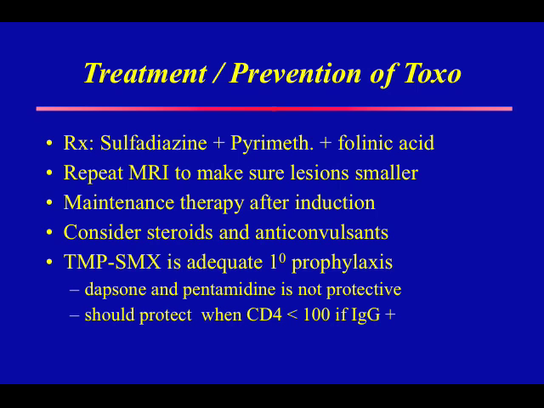Treatment and prevention. Treatment: sulfadiazine, pyrimethamine, and folinic acid. They love to ask this on the boards. It's not folic acid, folinic acid. Remember, you always have to repeat the MRI to make sure that the lesions are getting smaller and to document resolution so you know when to stop therapy and switch them to secondary prophylaxis.